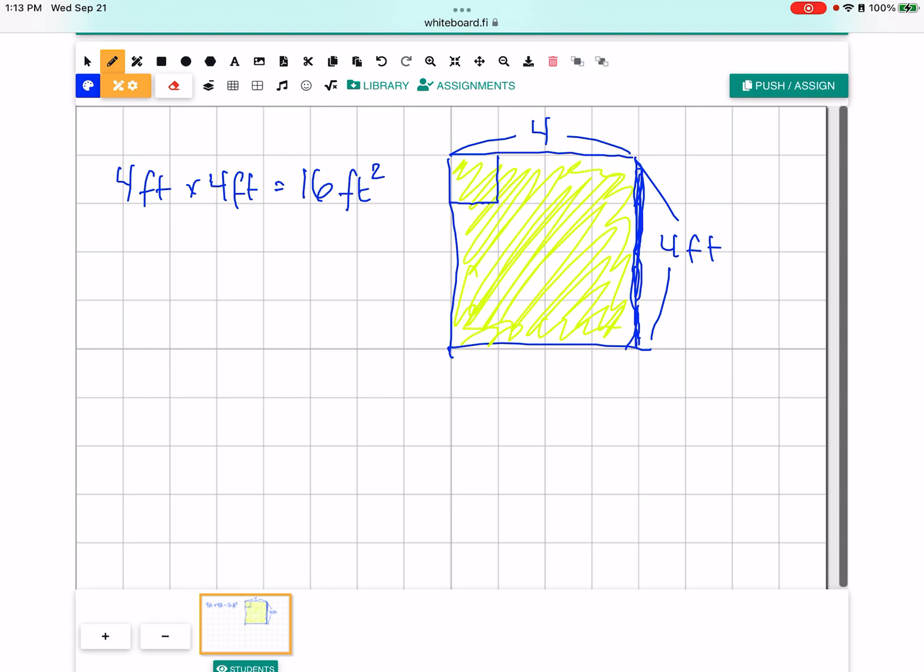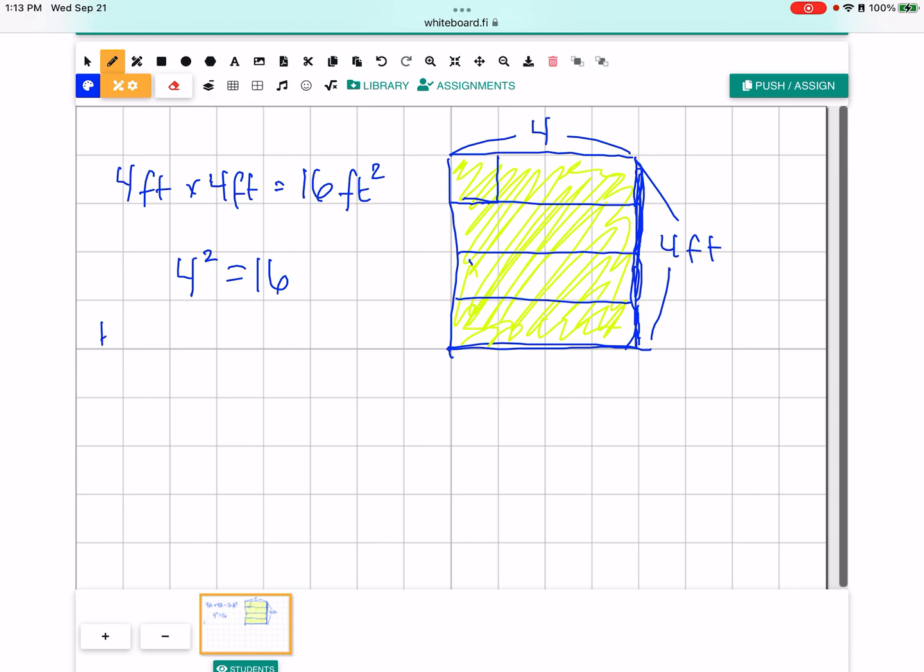There are 4 in this row. And another 4 in this row, that's 8. And another 4 in this row, that's 12. And another 4 in this row, and that's 16 altogether. So another way of writing this is 4 squared is 16.